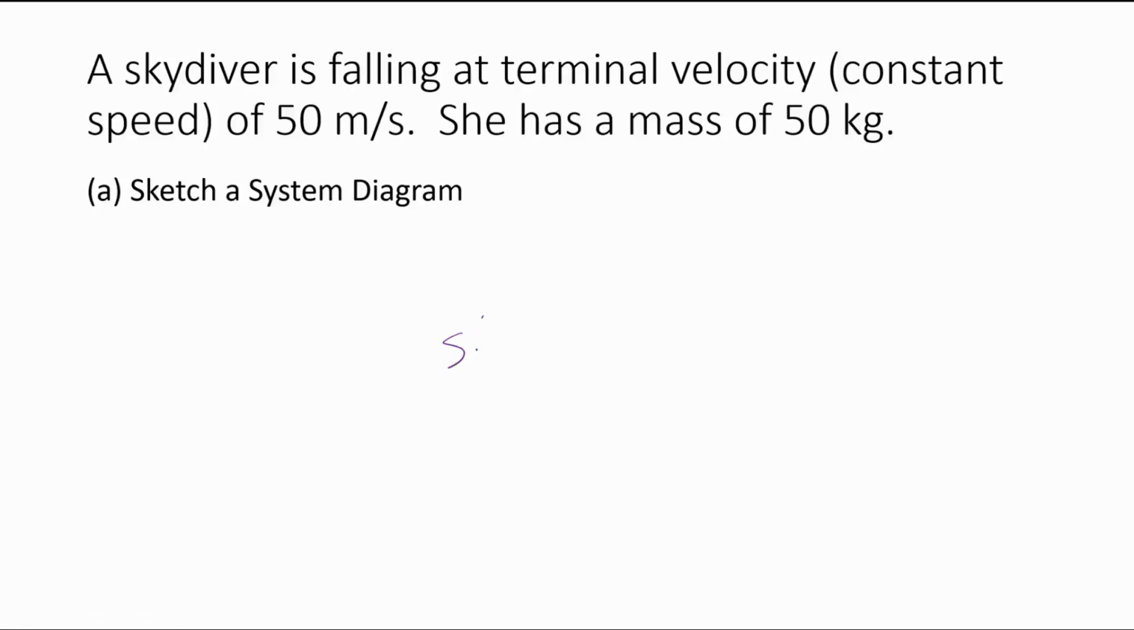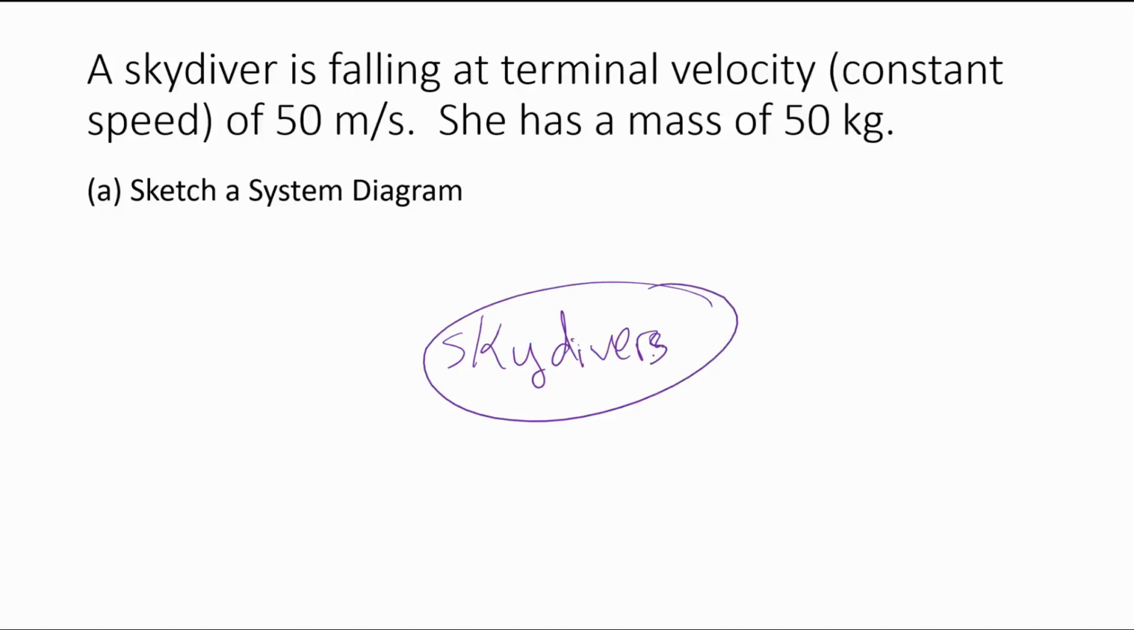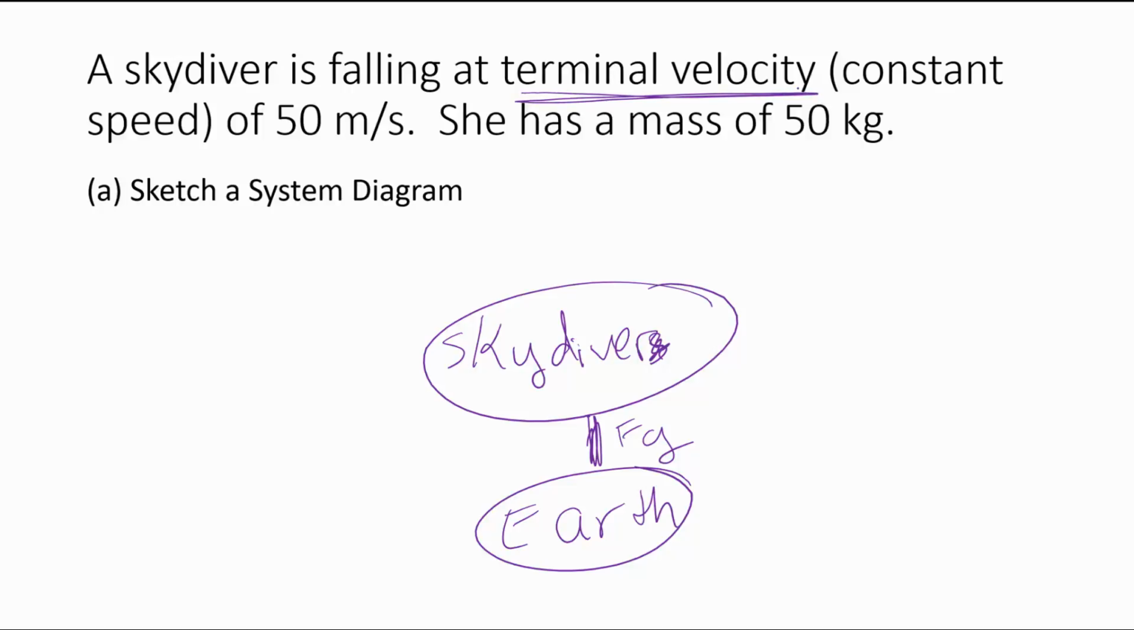So we've got our skydiver, obviously, and we have to think about what's interacting with her. Obviously the Earth is pulling her down, and that is going to be a force of gravity. So the Earth's pulling her down. And then it says she's falling at a terminal velocity, so that means there has to be some opposing force. In this case, she's been falling for long enough that the air resistance has built up enough.